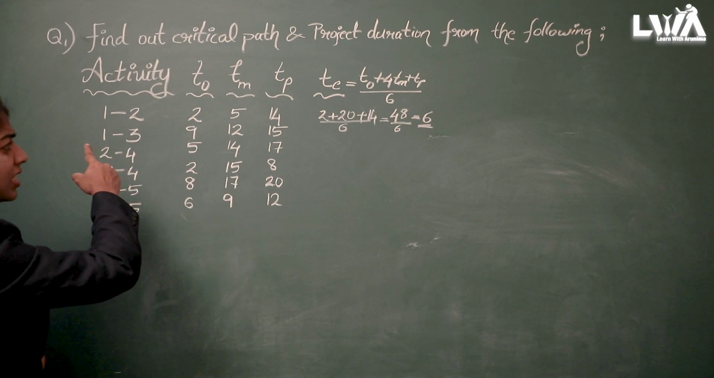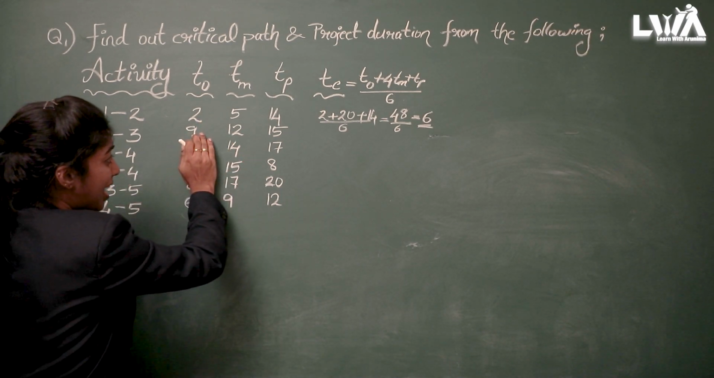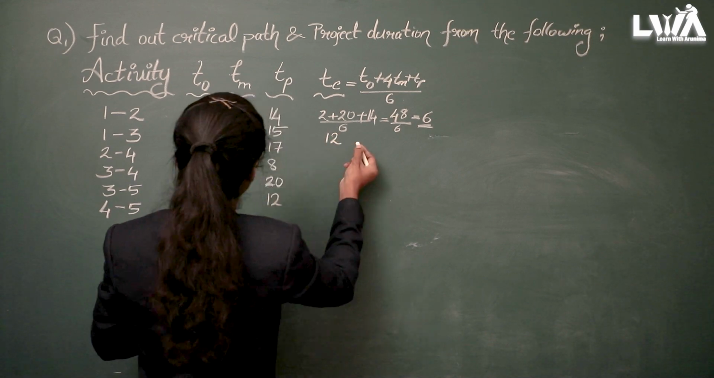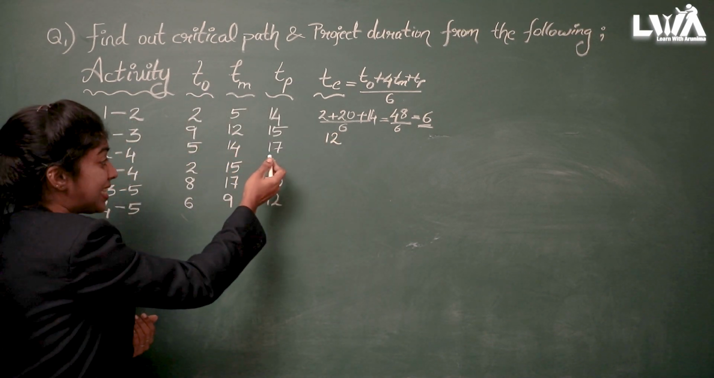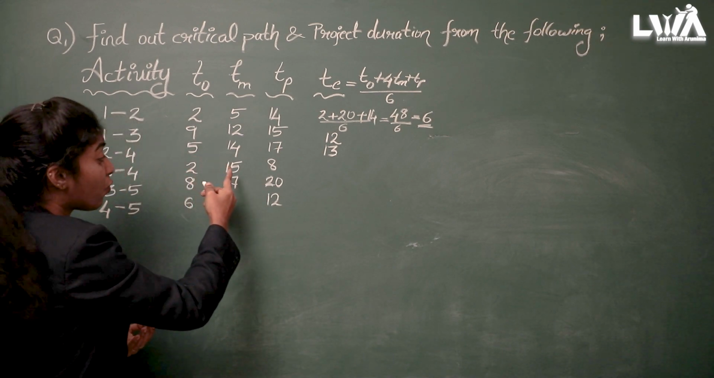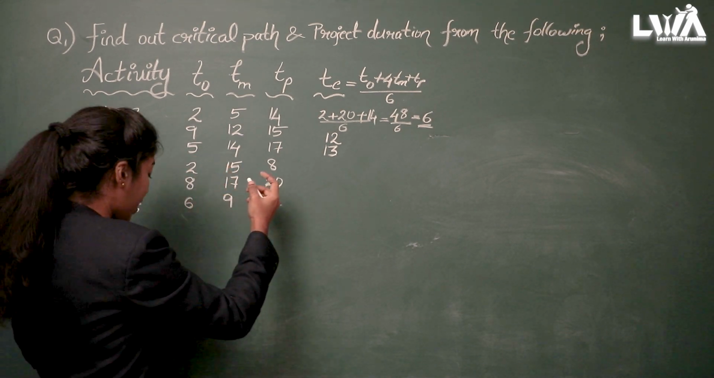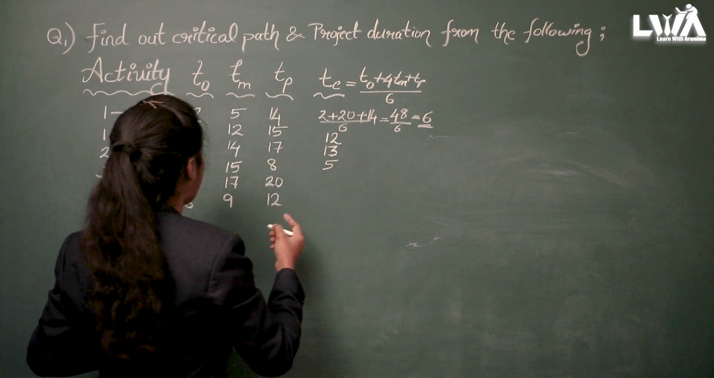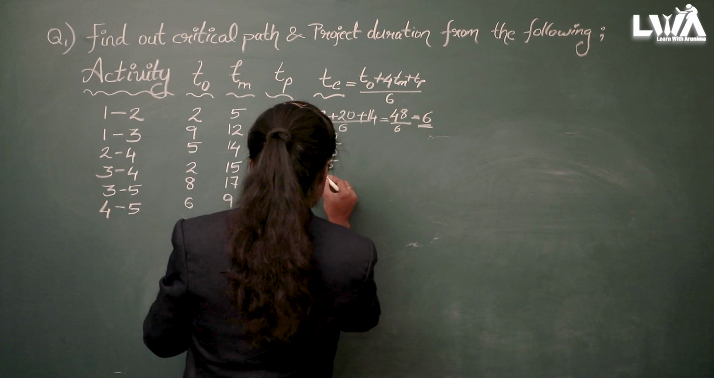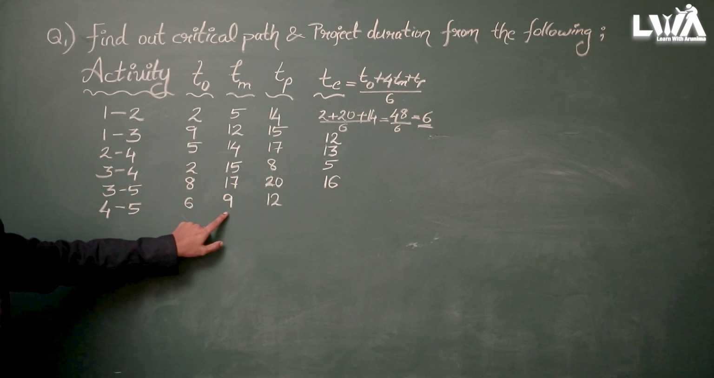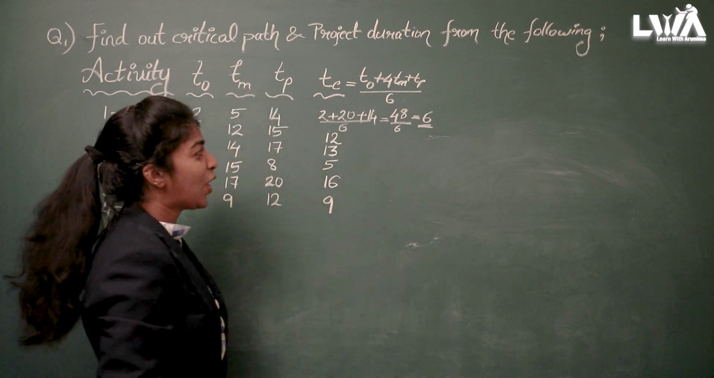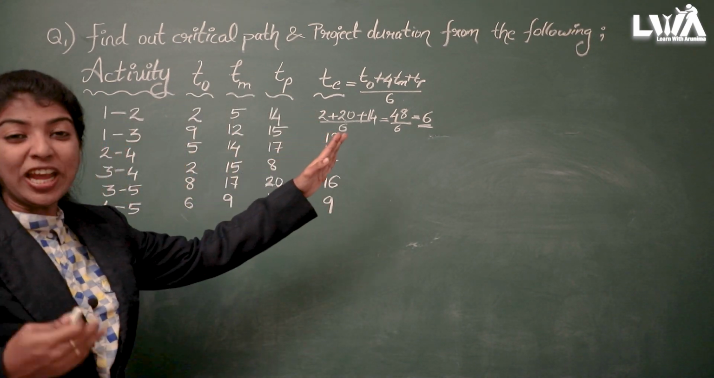Okay, again, just like this, we have to solve all these problems. 9 plus 4 into 12 plus 15, the whole divided by 6, it is 12. Just like that, 5 plus 4 into 14 plus 17, the whole divided by 6, it is 13. 2 plus 4 into 15 plus 8, the whole divided by 6, it is 5. 8 plus 17 into 4 plus 20, the whole divided by 6, it is 16. And finally, 6 plus 4 into 9 plus 12, the whole divided by 6, it is 9. Okay, so we have got the expected time.